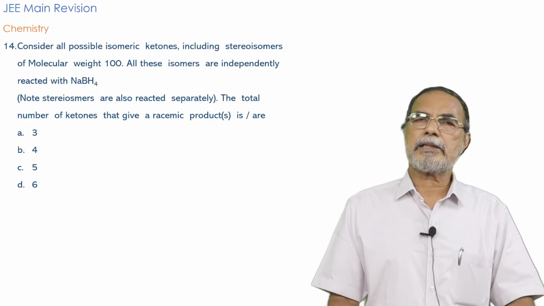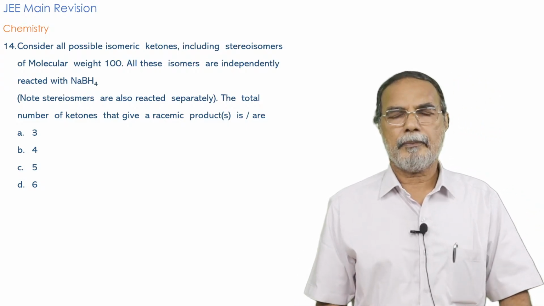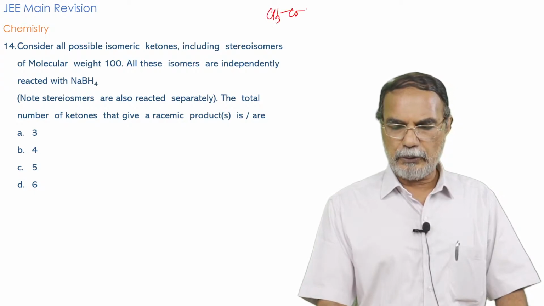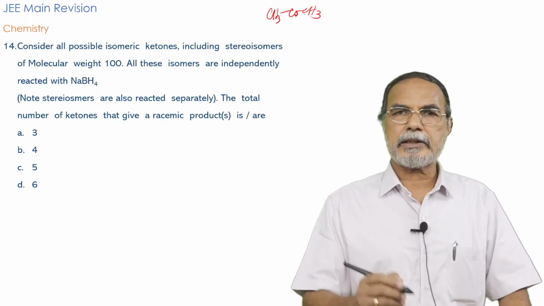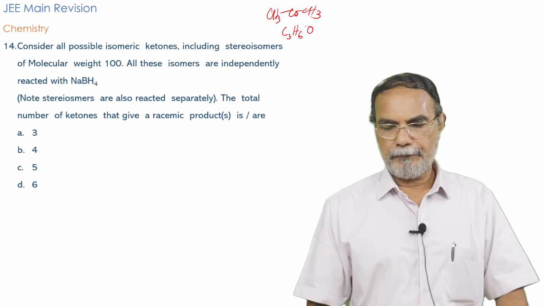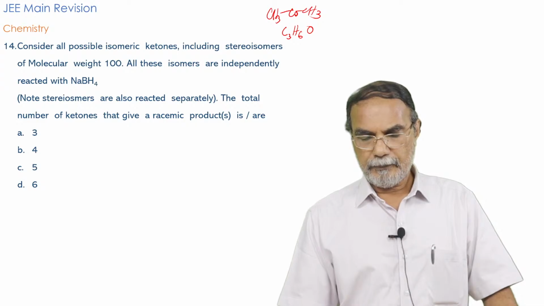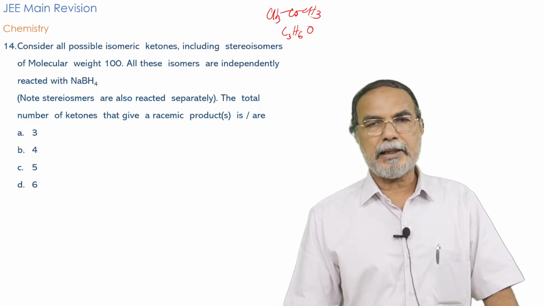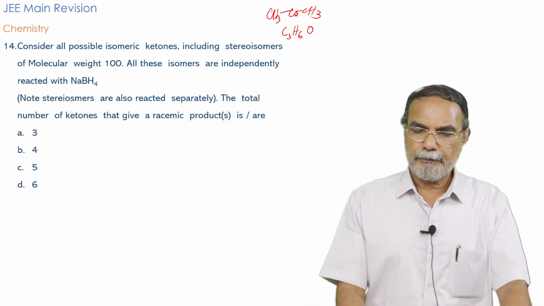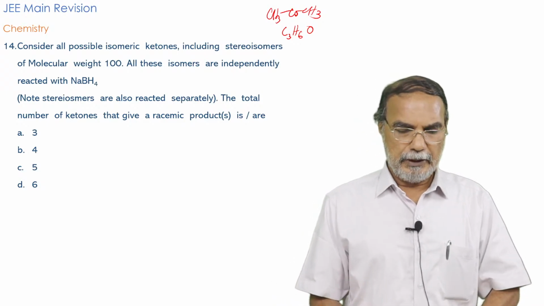Molecular weight 100 means you have how many carbon atoms? What is actually the formula of a ketone? You can start from acetone, the simplest ketone that you can think of. It is C3H6O. So the formula of a ketone, if it has 3 carbon atoms, is 6 hydrogen atoms and 1 oxygen.